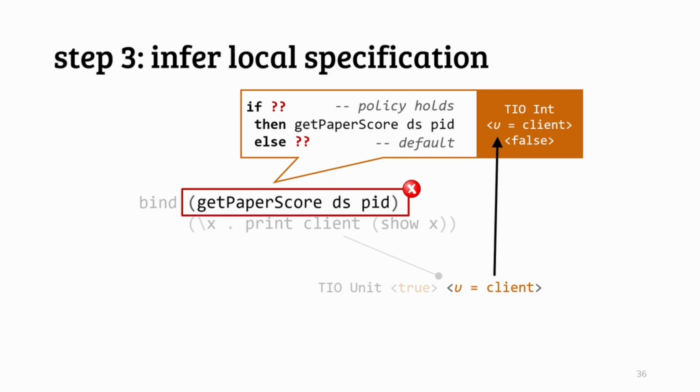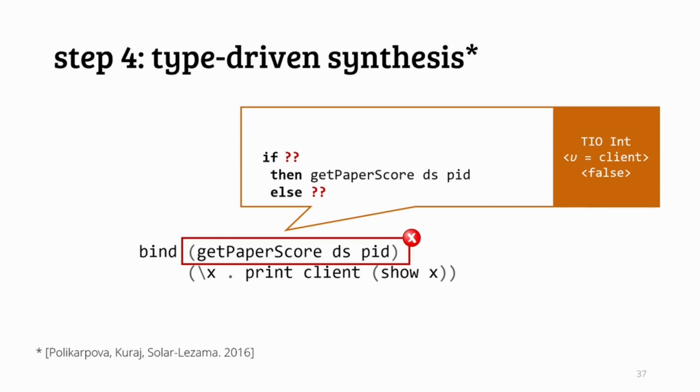With a local specification at hand, we can use our prior work on type-driven program synthesis to fill in the holes in the patch, checking whether client is conflicted with a paper, and if so, returning zero. Thanks to the inferred local specification, synthesis is performed completely independently for each leak, so leak repair scales reasonably well to programs with multiple leaks, as we have seen in the demo.